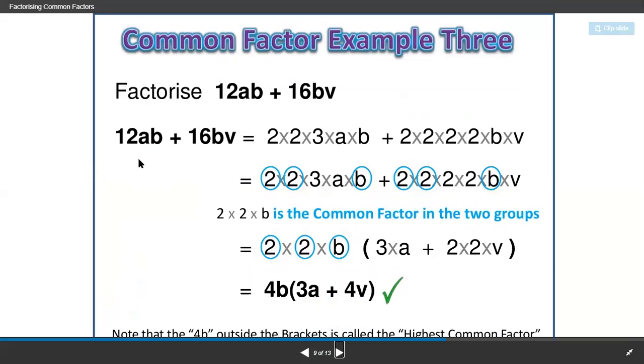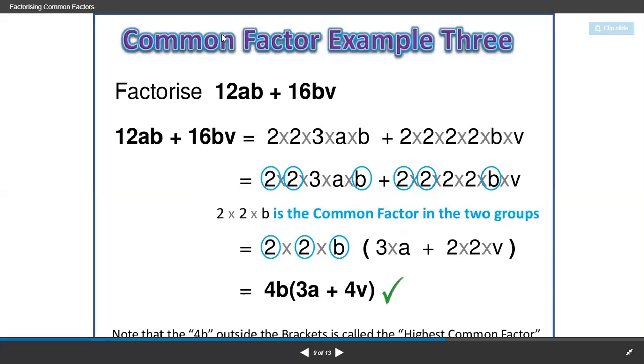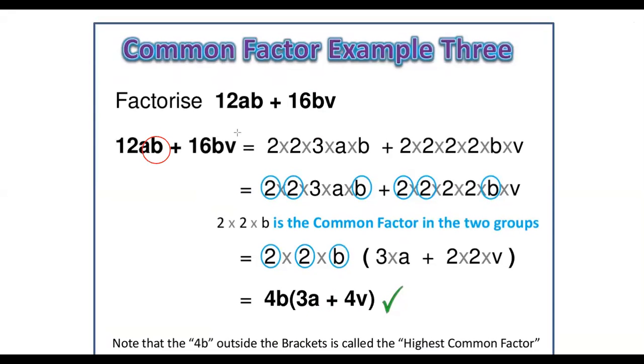What about if I have a question like this? 12ab plus 16bv. In this question, we are going to do exactly like the previous question, but we have to note here that we have a variable repeating, which is b and b. So we will use the normal method, but we will select already the numbers with the variable b. And we can use the multiplication table directly.